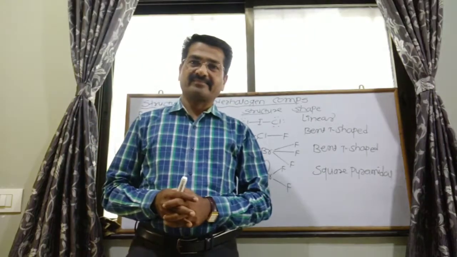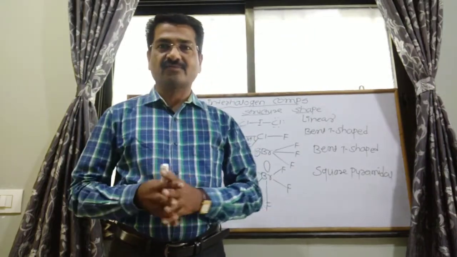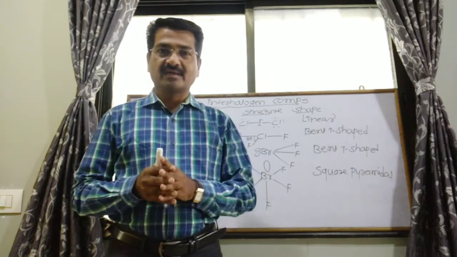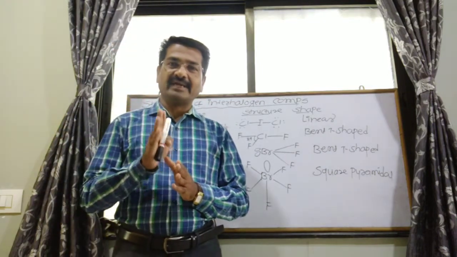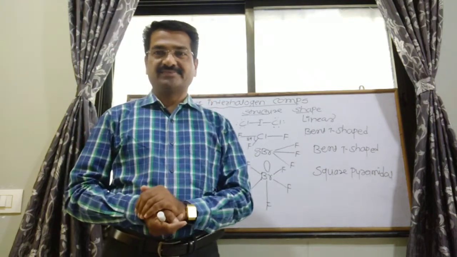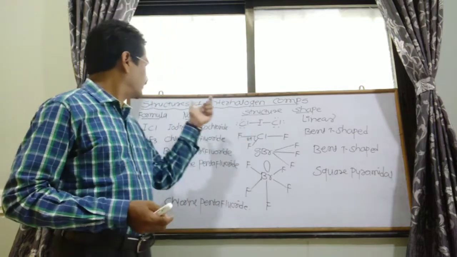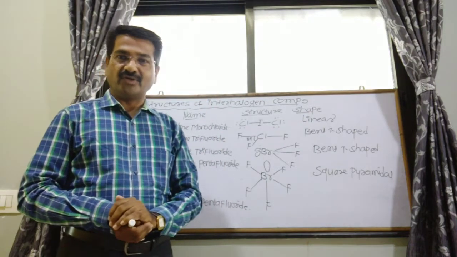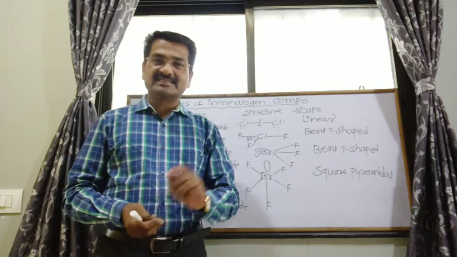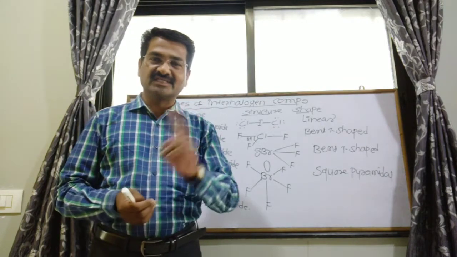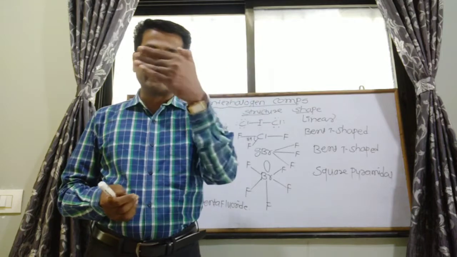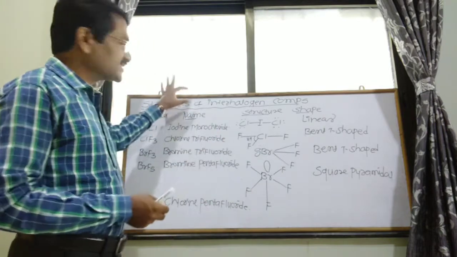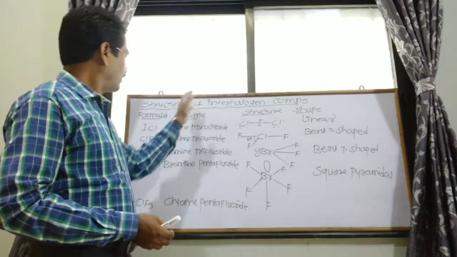Morning everybody. In yesterday's class we discussed the preparation methods and properties of interhalogen compounds. In this class we will learn the structure of interhalogen compounds. We know the interhalogen compounds are of the types XX', XX'3, XX'5 and XX'7. So depending upon that, the structures of interhalogen compounds are as follows.